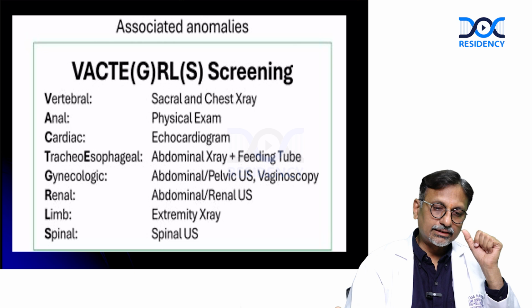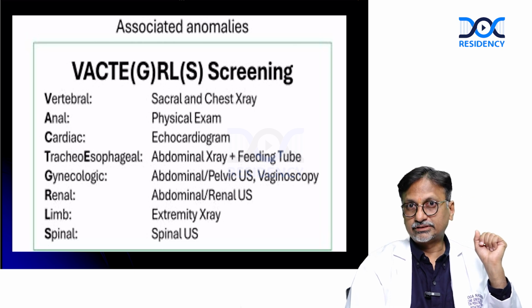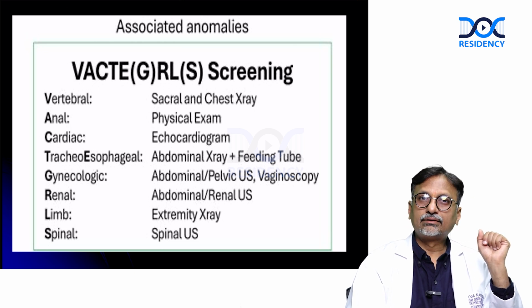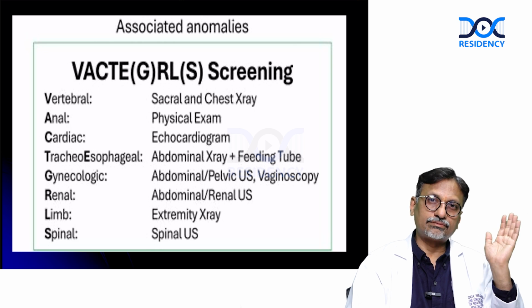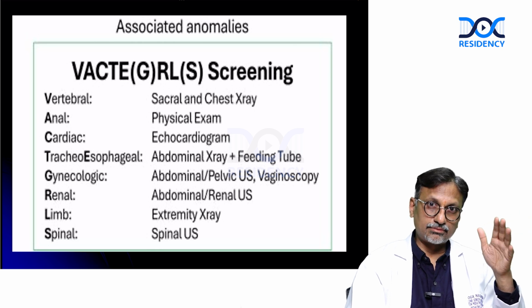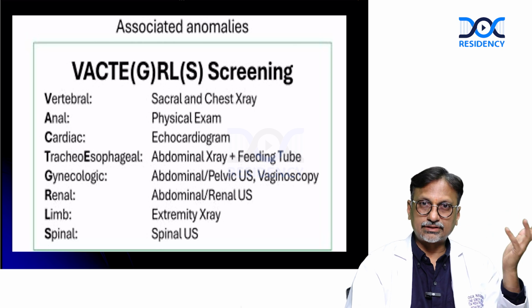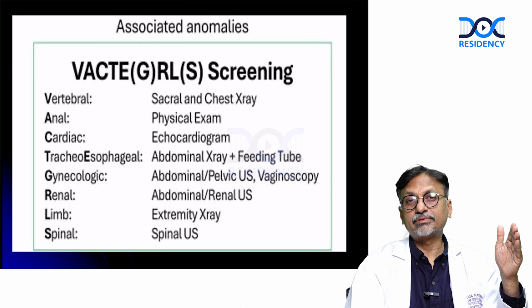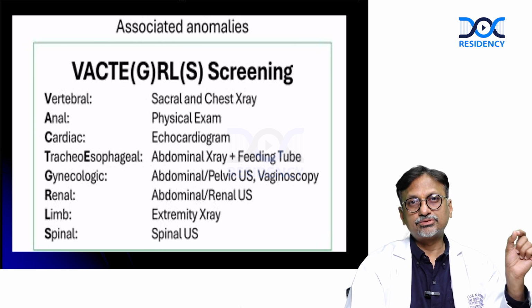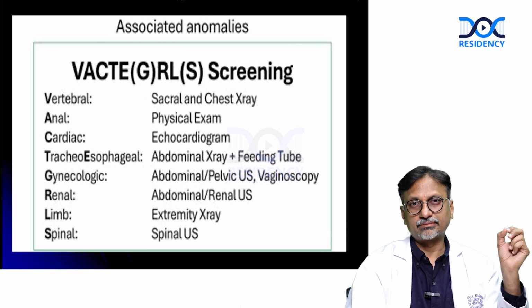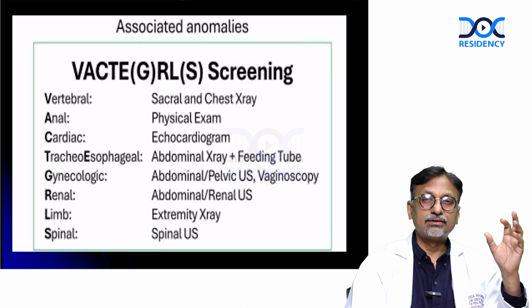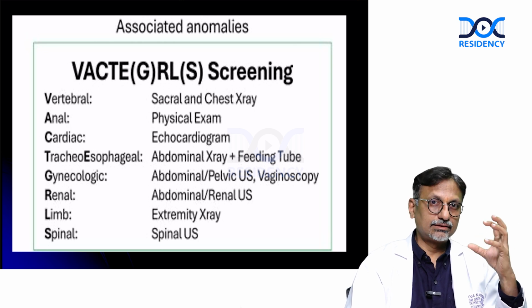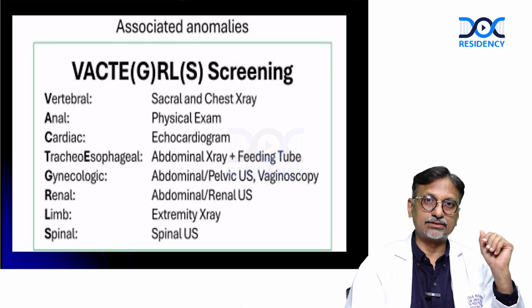For gynecological problems, I said we do ultrasound and vaginoscopy. Renal anomalies, by doing an abdominal ultrasound, we can clearly make out if any associated problem is there. Or sometimes in the late phase, we do a micturating cystourethrogram, that is MCUG or VCUG, voiding cystourethrogram. That will tell if the child has vesicoureteric reflux, where the urine, instead of going down from the bladder, goes up to the kidneys. That is what is called vesicoureteric reflux.